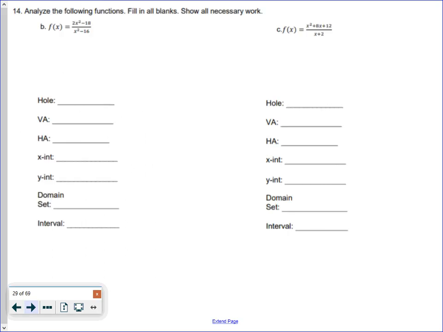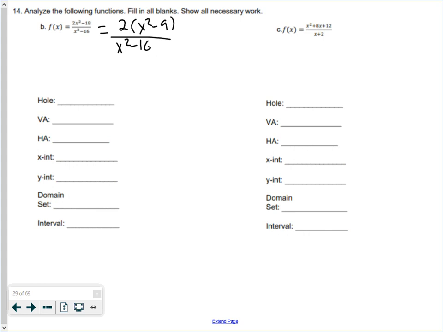Let's keep on going. Now we have problem number 14. We're going to analyze the following functions. We're going to fill in the blanks, and we're going to figure out all its properties. All right. So anytime you have a problem like this, the very first thing you should try to do is factor out the top and the bottom. Don't cancel anything out yet, but factor it out. So I can factor out a 2 on the top to give me x squared minus 9 all over x squared minus 16.